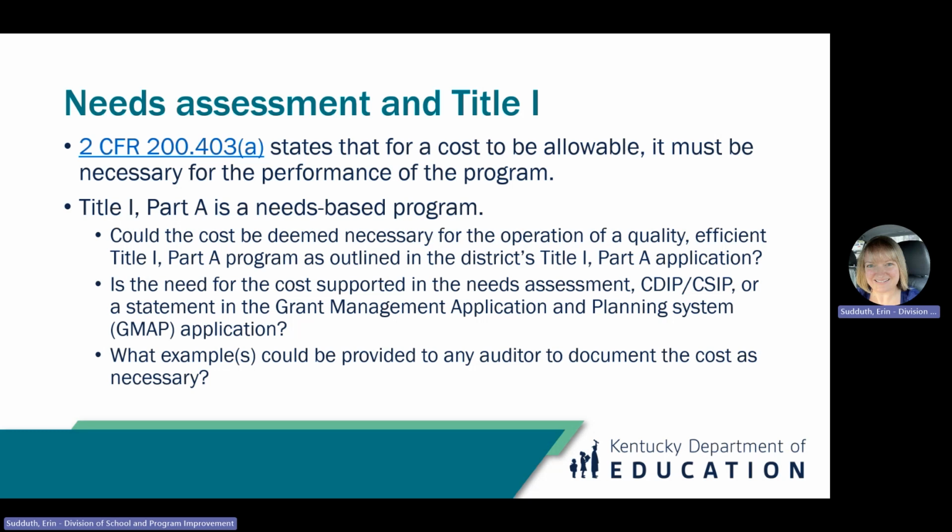The slide contains a few guiding questions to help you ensure that all of your expenditures are needs-based, such as, could the cost be deemed necessary for the operation of a quality, efficient Title I Part A program as outlined in the district's Title I Part A application? Is the need for the cost supported in the needs assessment, the CDIP or CSIP, or a statement in the Grant Management Application and Planning System or GMAP application? And what example or examples could be provided to any auditor to document the cost as necessary?